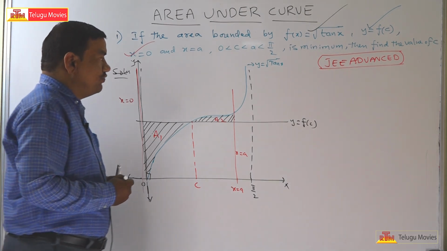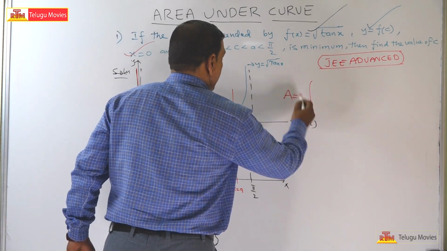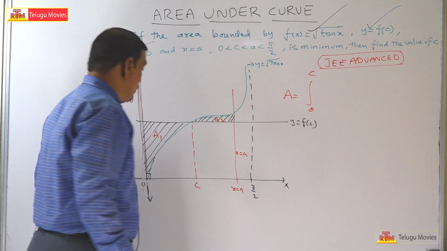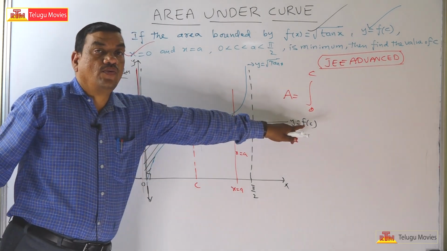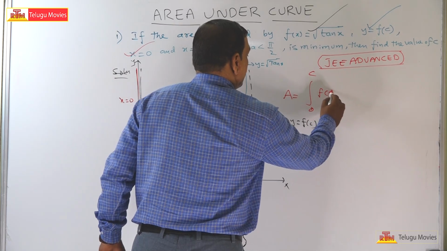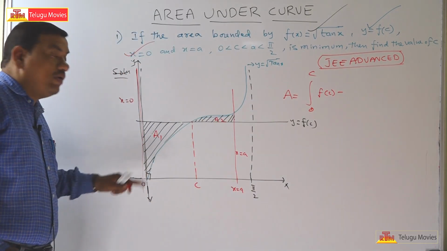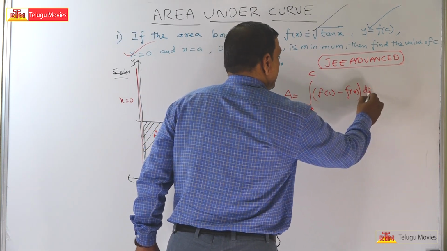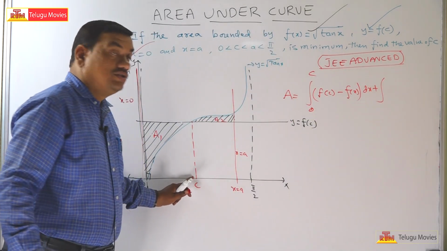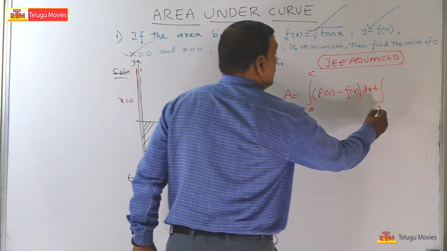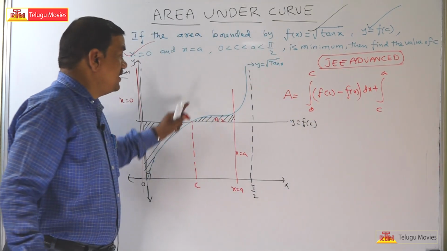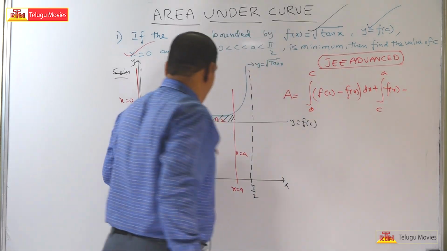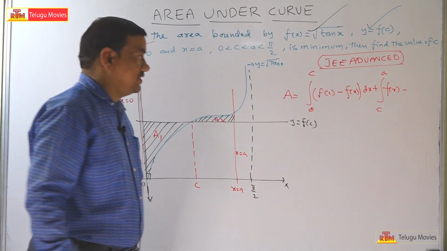That means your area is equal to the integral from 0 to c of the upper curve, the straight line f(c), minus the lower curve f(x), dx, plus the integral from c to a of the upper curve f(x) minus the lower curve f(c).